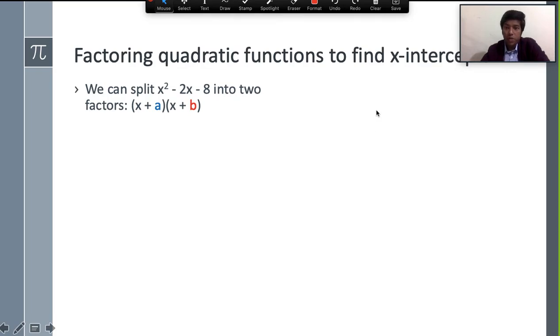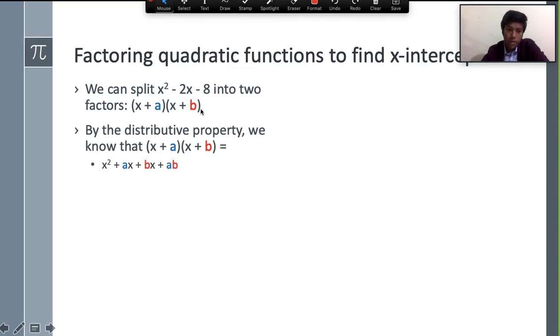Factoring a quadratic function to find the x-intercepts. If you look at this, x squared minus twice x minus 8, we can factor it like this, and we will get two values here, a and b. If it is x plus a and x plus b, then x equals minus a and x equals minus b will be the x-intercepts or roots of this equation. We have an example here. Let me show.